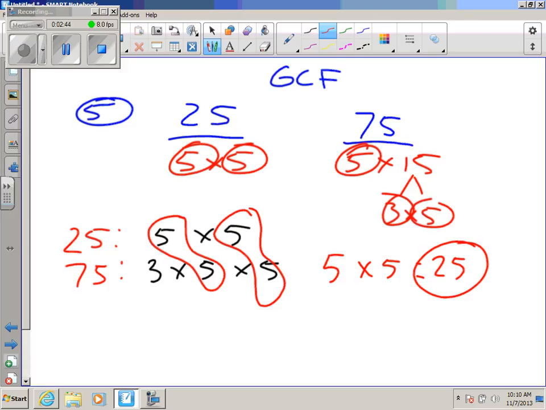Okay, so the biggest thing here, remember, probably easier to write them out the long way. Okay, and then look for what they have in common.